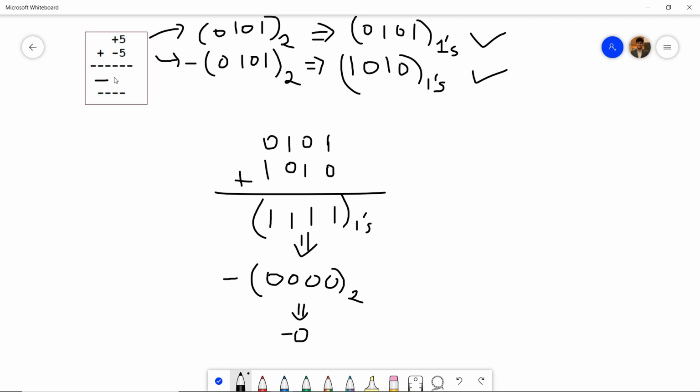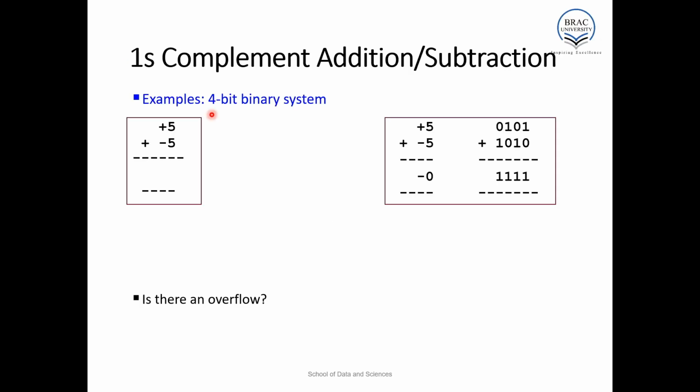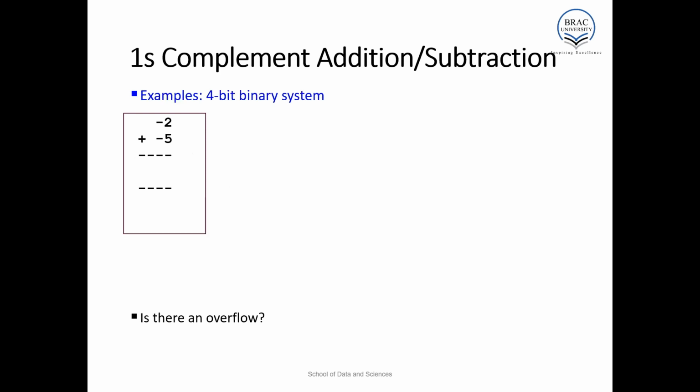So this is minus 0. In this case, there is no overflow because I'm adding two oppositely signed numbers. That's why there can never be an overflow. Meaning, if I add a positive number with a negative number, there can never ever be an overflow. Let's check our answer. So this is my answer. My answer matched and there is no overflow.